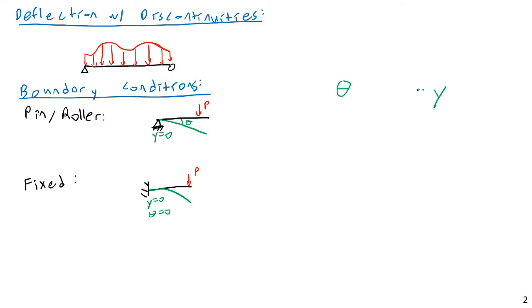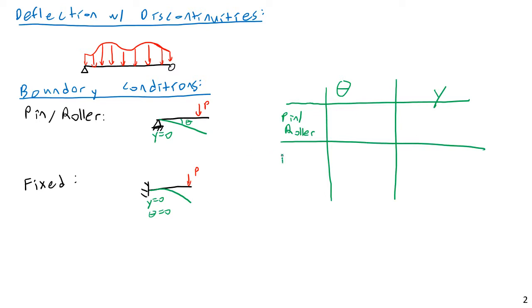Theta and y for a pin/roller and fixed. For a pin or roller, theta is not equal to 0, so we don't really know anything. That's not really a boundary condition we can use. But we do know that at a pin, the y, or the deflection, is equal to 0. But for a fixed support, both the slope theta and the deflection y are equal to 0. And we're going to use this to solve an example problem. Okay.